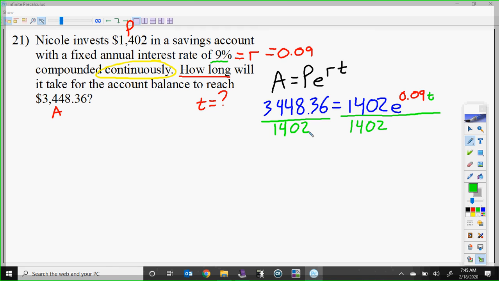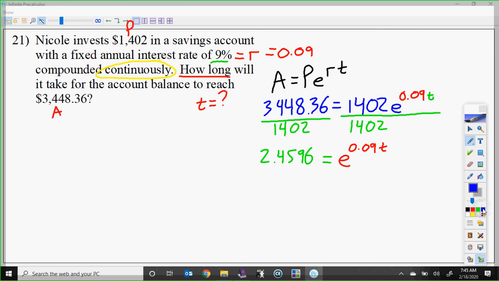3448.36 divided by 1402, and I'm going to write out 2.4596. Alright, obviously more decimal places than that, but the next two decimal places are 0, so I'm probably pretty safe with just that. And that gives me e^(0.09t). Okay.